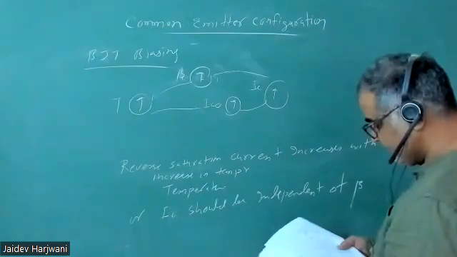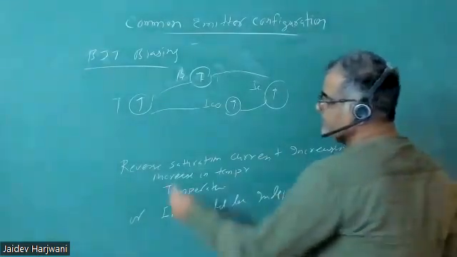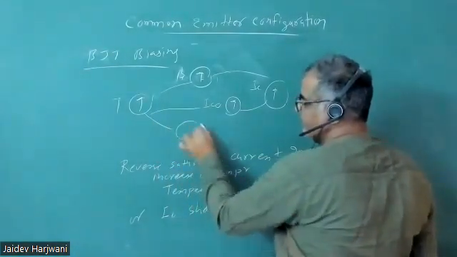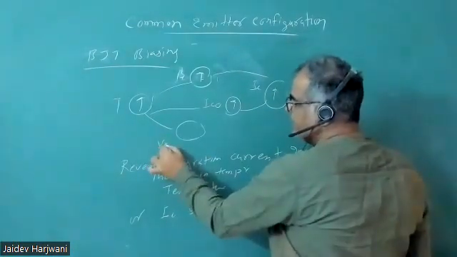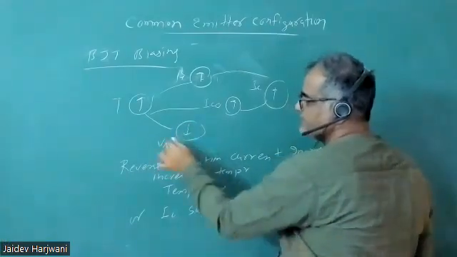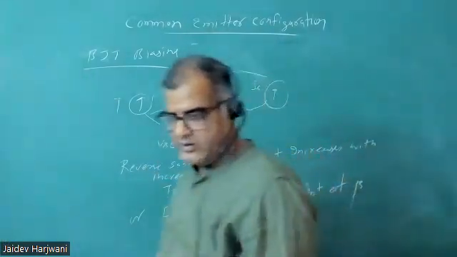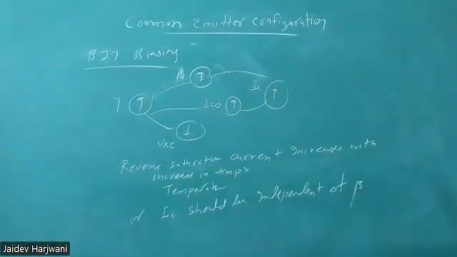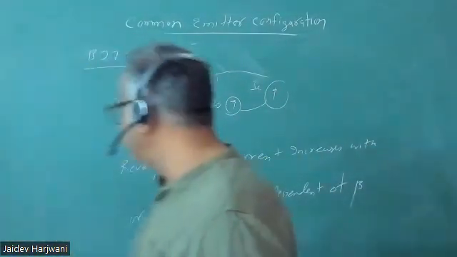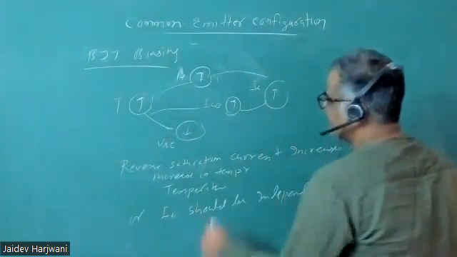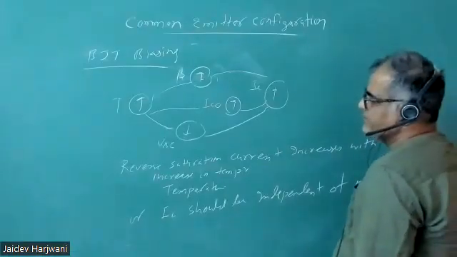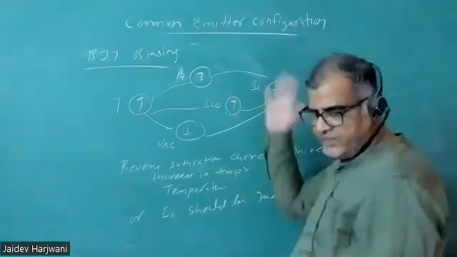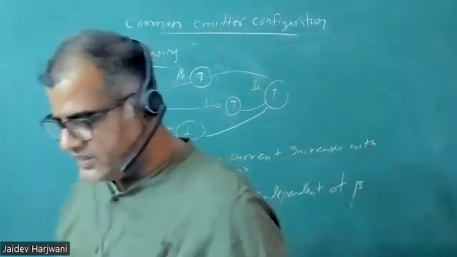One more thing, when I increase the temperature, what happens? When I had discussed the IV characteristics of diode, I told that VBE decreases. Yes or no? When I increase the temperature, my VBE also decreases. And the decrease in VBE also results in increase in IC. So everything I need to control.